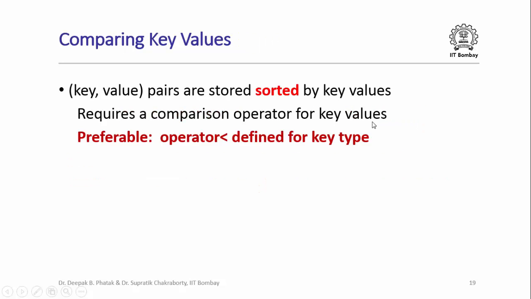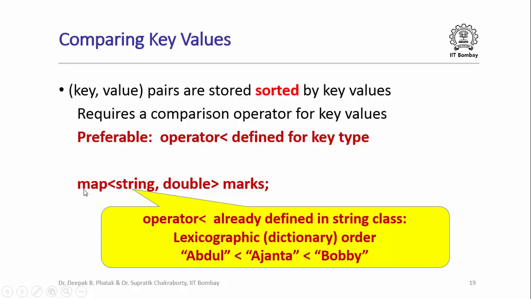Well, we have already studied that the key value pairs in a map are going to be stored sorted by key values. Now in order to sort the key values, you require a comparison operator, and what is preferable is that you have a less than operator defined for the key type. For example, when we said marks is a map where the key type is string and the value type is double, for the class string, the less than operator is already predefined in the string class, and in fact this is the lexicographic or dictionary order.